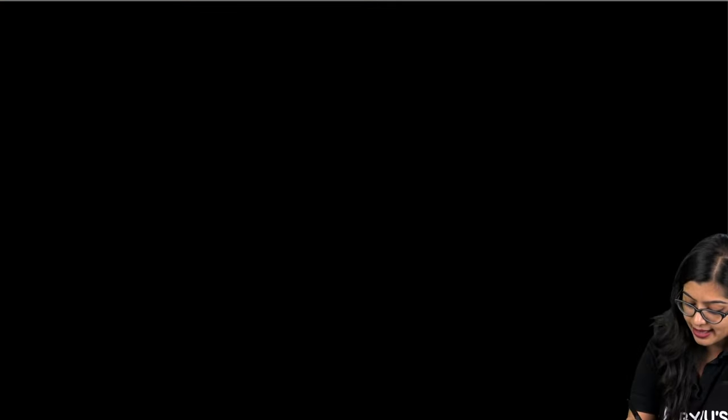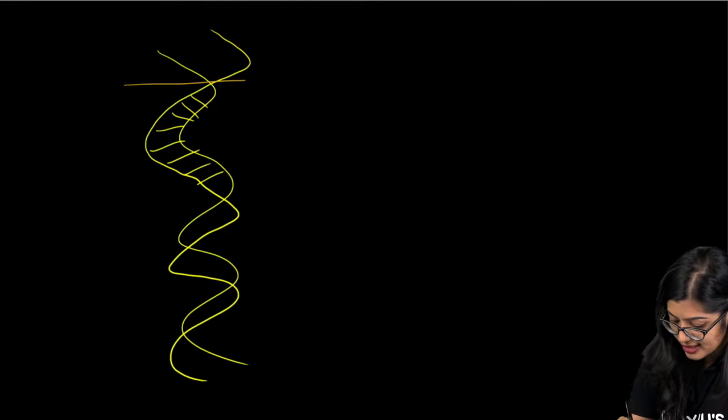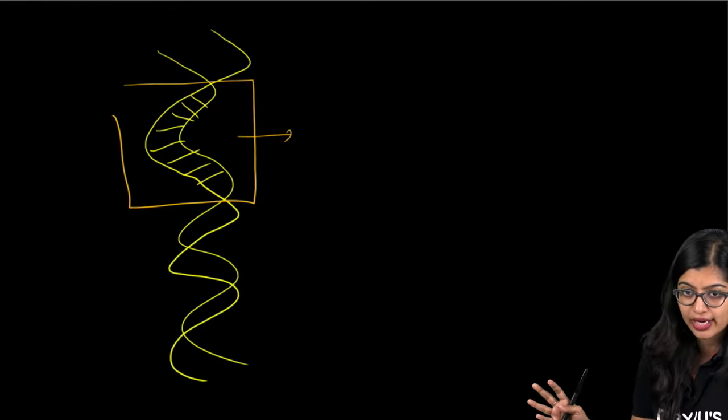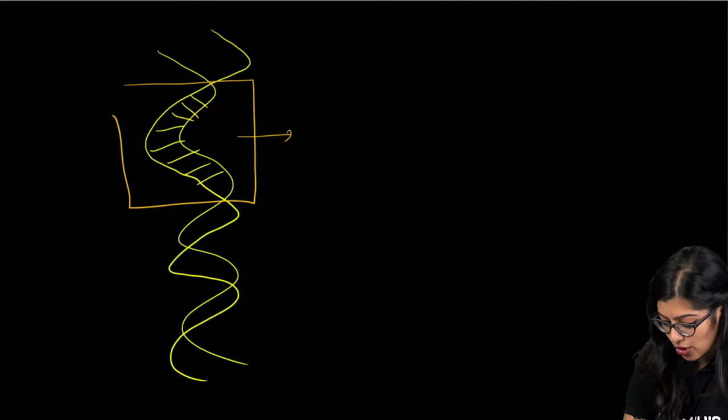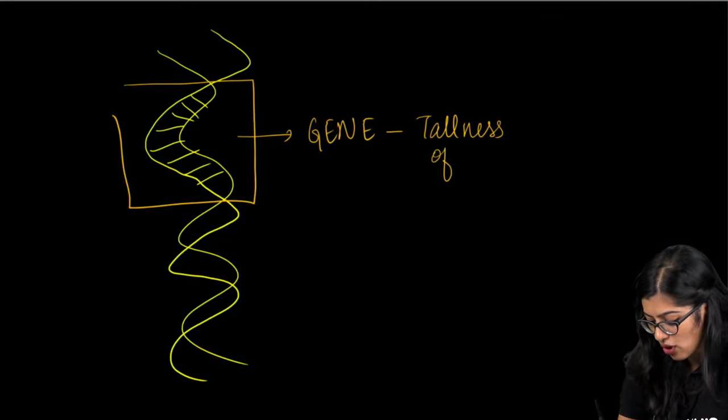See, like I said, imagine this right here is the gene, okay? It's a very sad looking DNA. Let me draw a better one, okay? Now imagine this particular gene that is there. This particular part is a certain segment of DNA that codes for a character. We see that this is a gene. Let's say the gene is coding for tallness, right? This codes for tallness of plant.